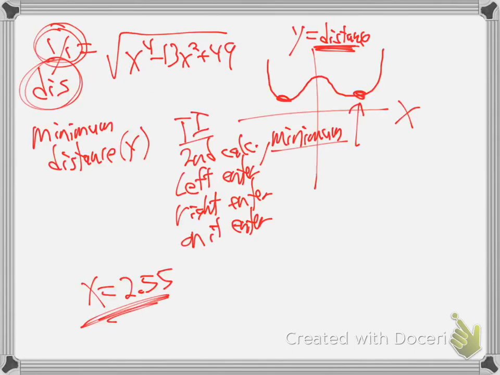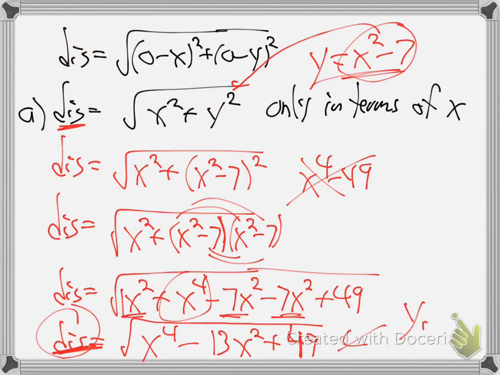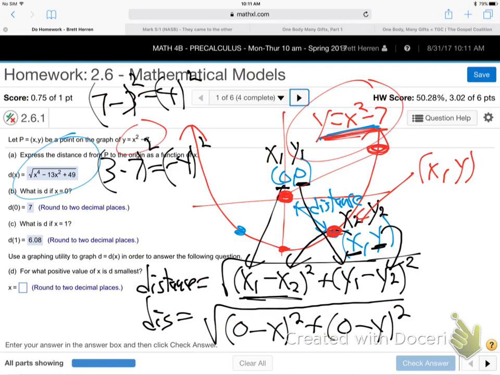So we had the distance form, the square root of x to the 4th minus 13x squared plus 49, right? And part B says x is 0. So you just plug in 0. You get distance is square root of 49, which is 7. What is that telling us? That's saying, if x is 0, what point on the original U-shaped graph, x squared minus 7, has x value 0? Where is that x value 0? Well, it's right here. Y-intercept. It's right there.